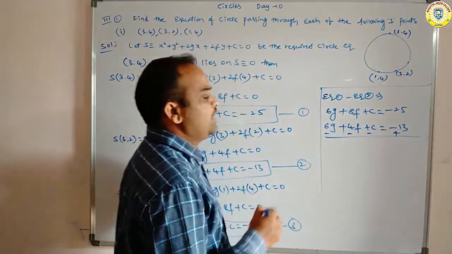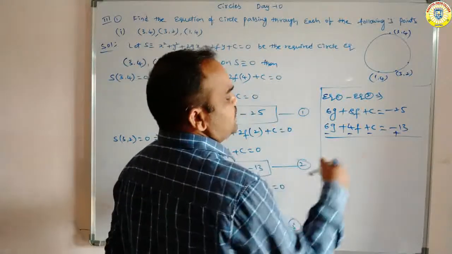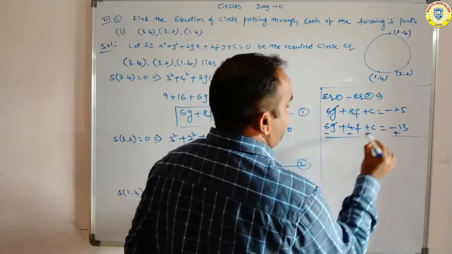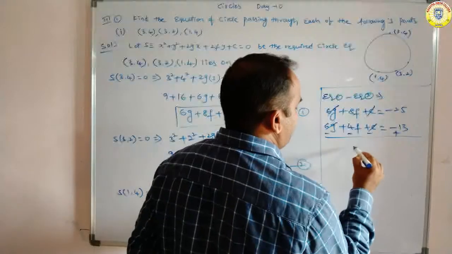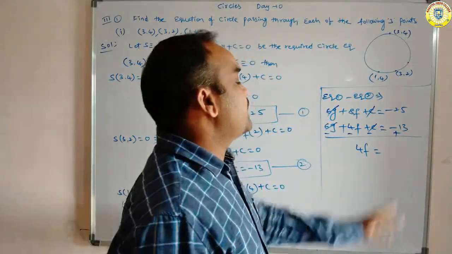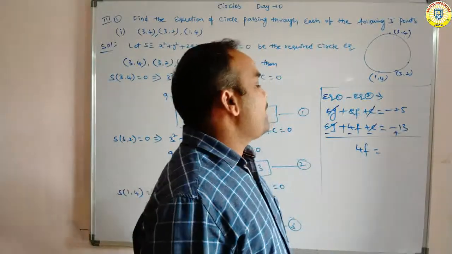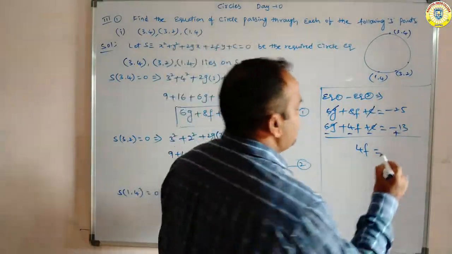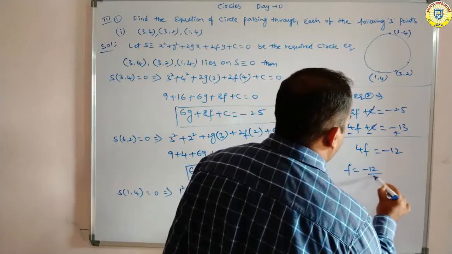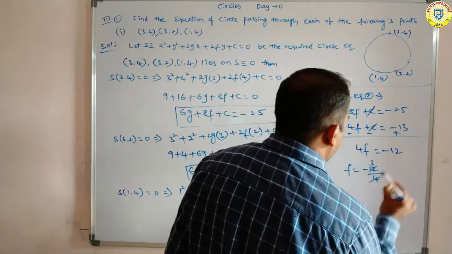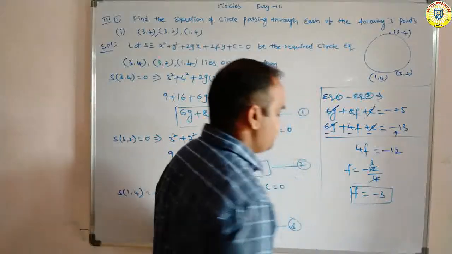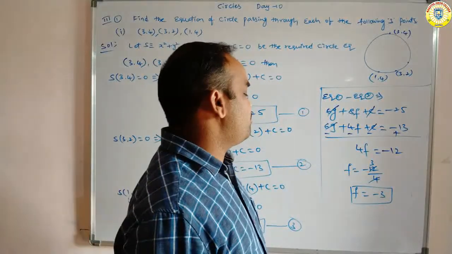Minus, plus. 6g minus 6g cancel. 8f minus 4f, and also c minus c cancel. 8f minus 4f is nothing but 4f. Here minus 25 plus 13, what is the value? Minus 12. So f is equal to minus 12 by 4. 4 threes are 12. So f is equal to minus 3. Okay? F is equal to minus 3.